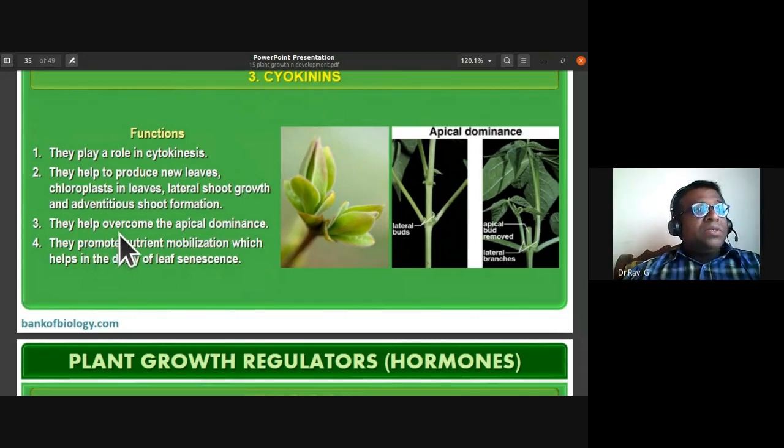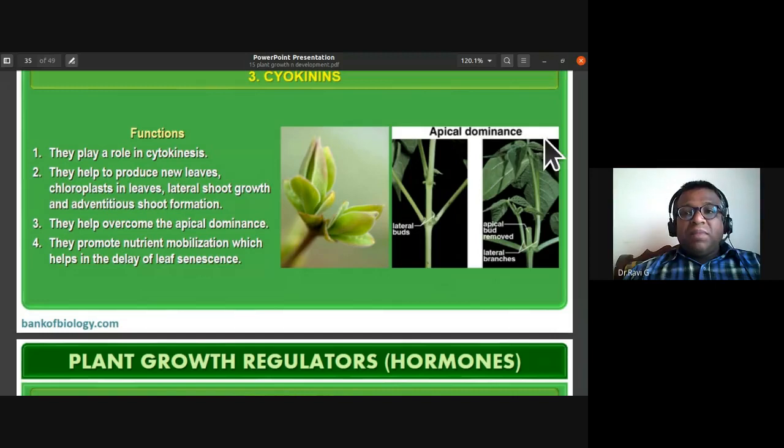The cytokinins also help to overcome apical dominance. You know that whenever auxins are present, there is apical dominance. So the apical buds are dominant and develop, while the lateral buds are usually suppressed whenever the apical buds are present. But if you remove the apical bud, the lateral or axillary buds start developing. That we have noticed.